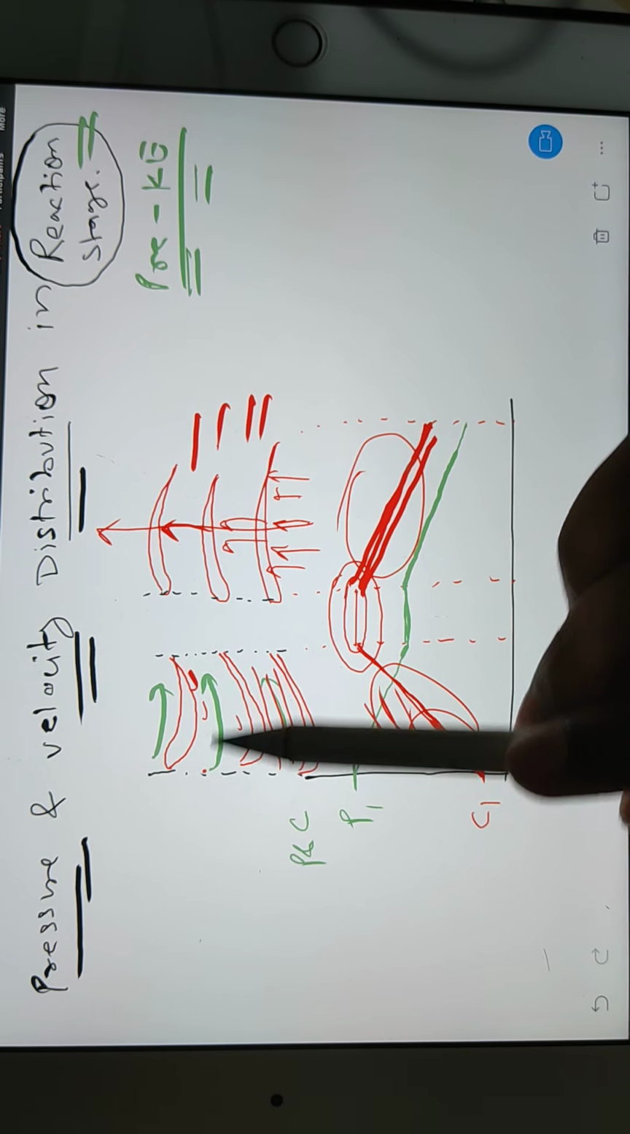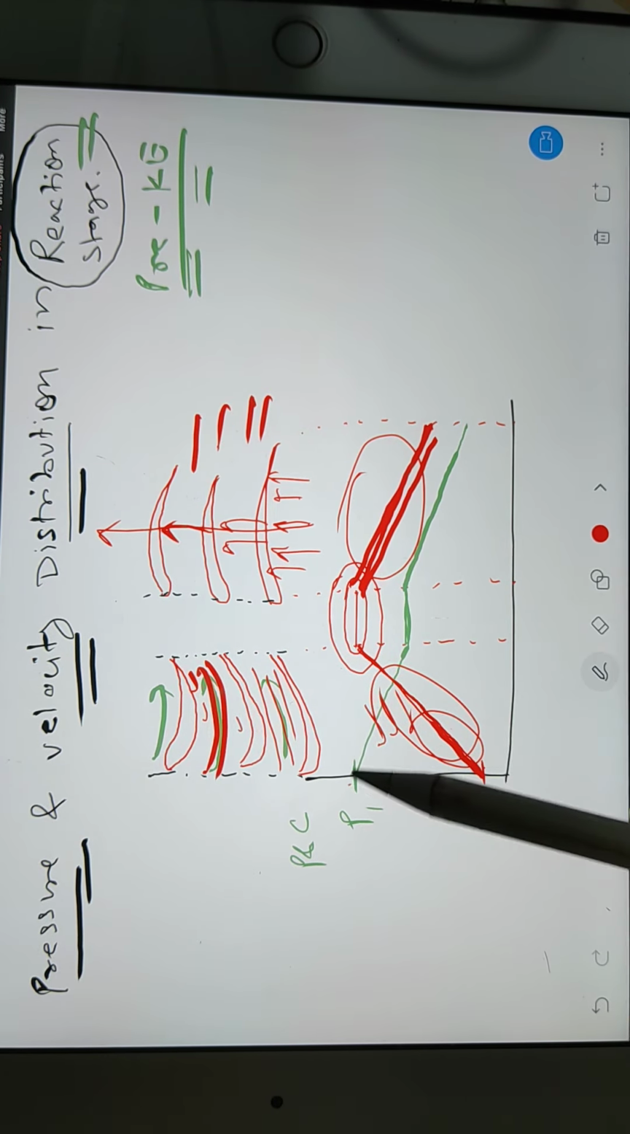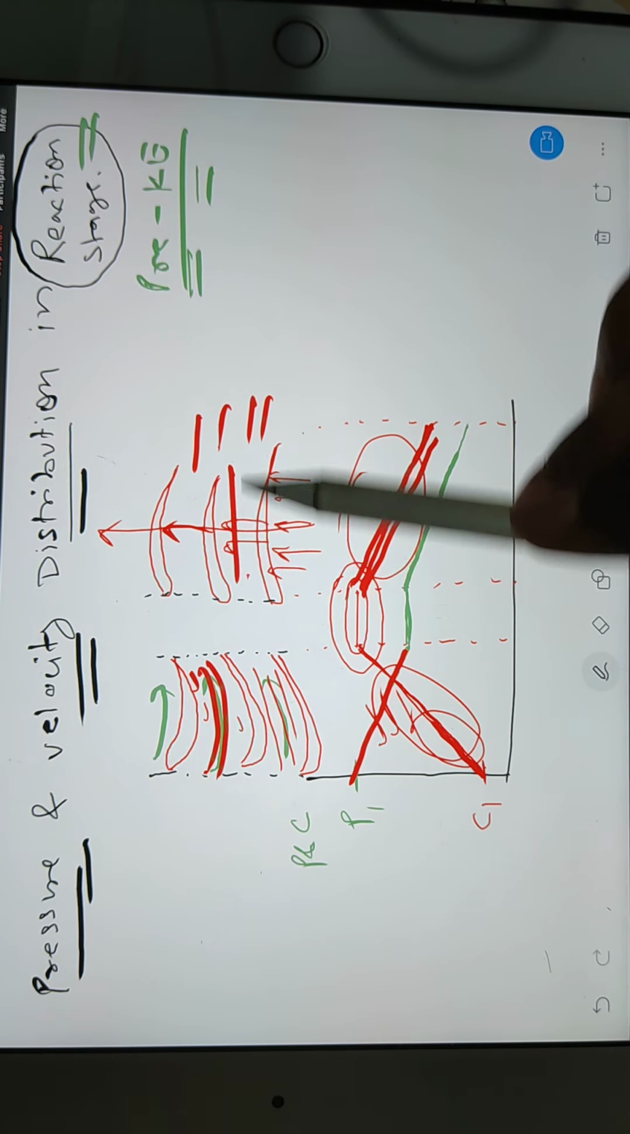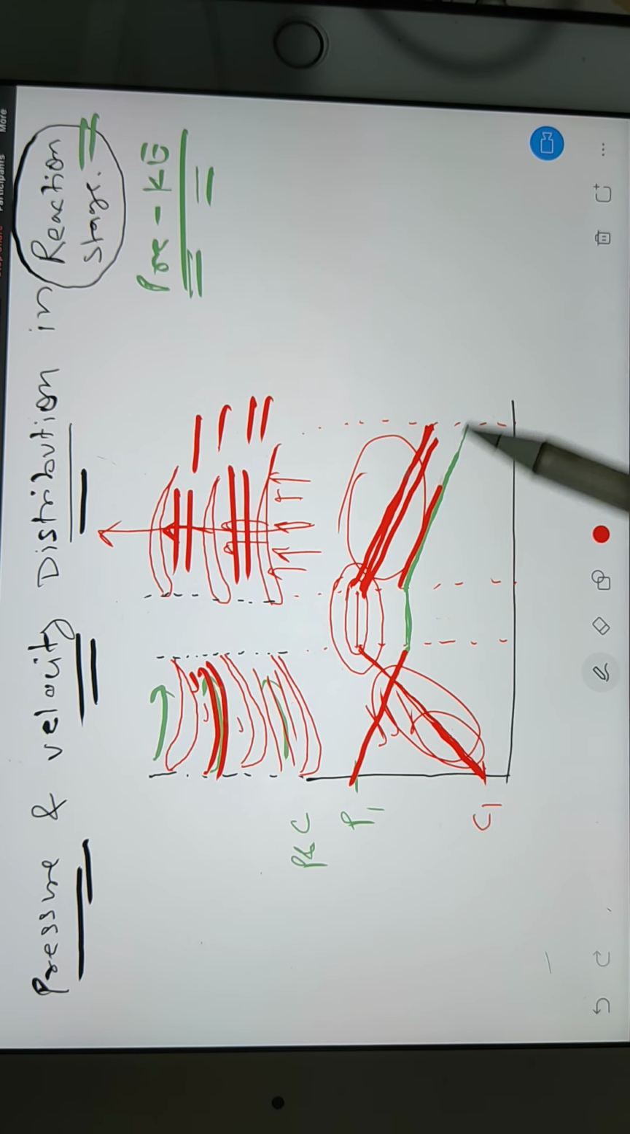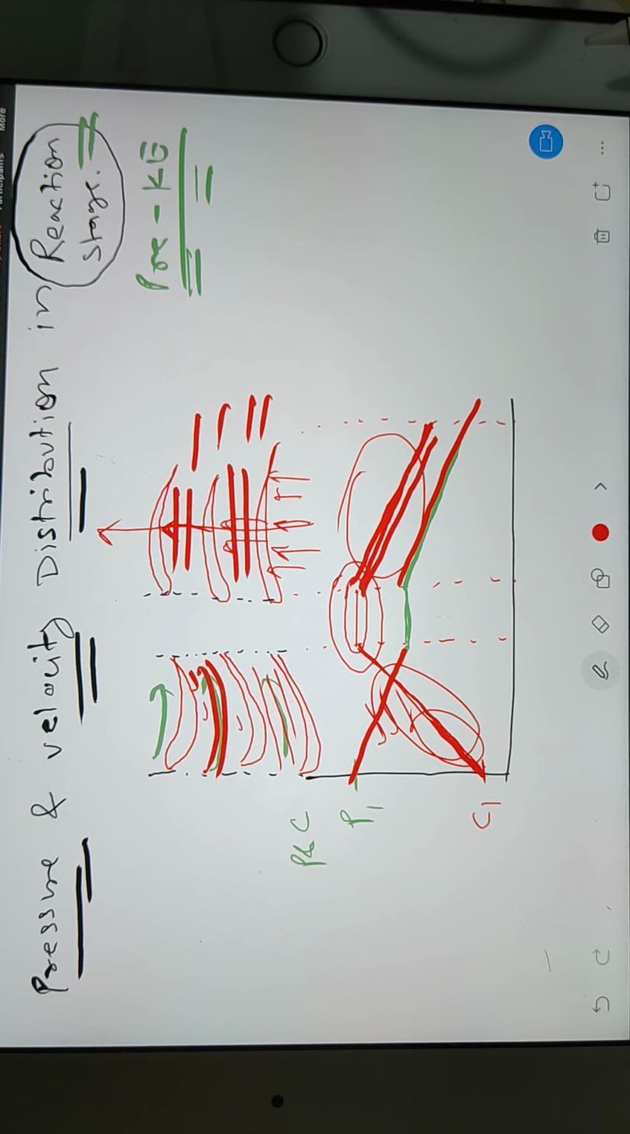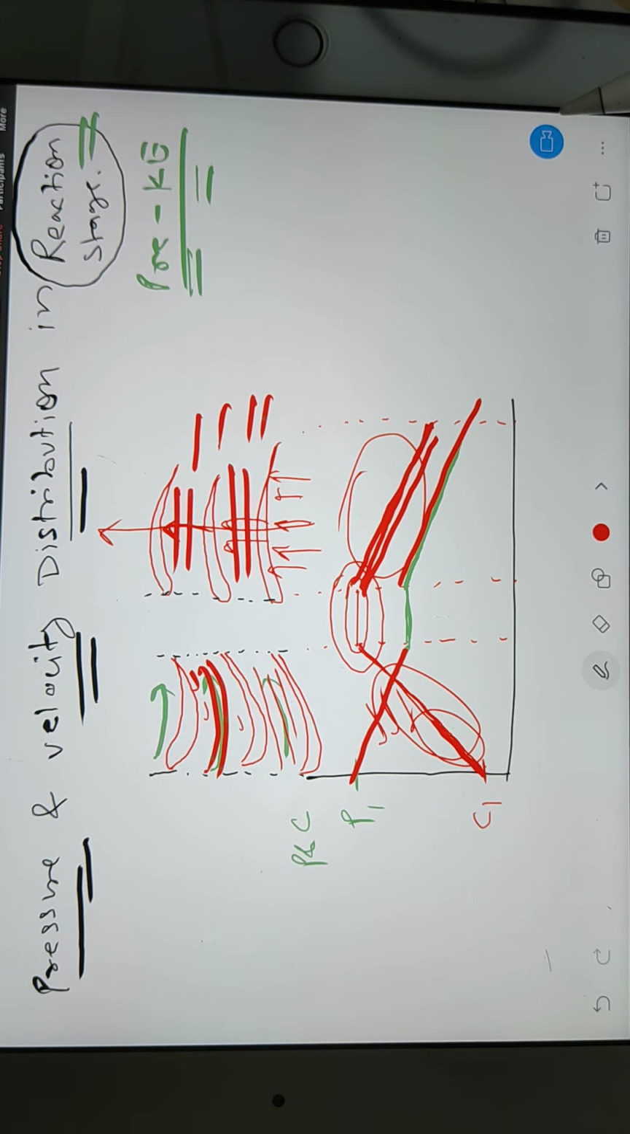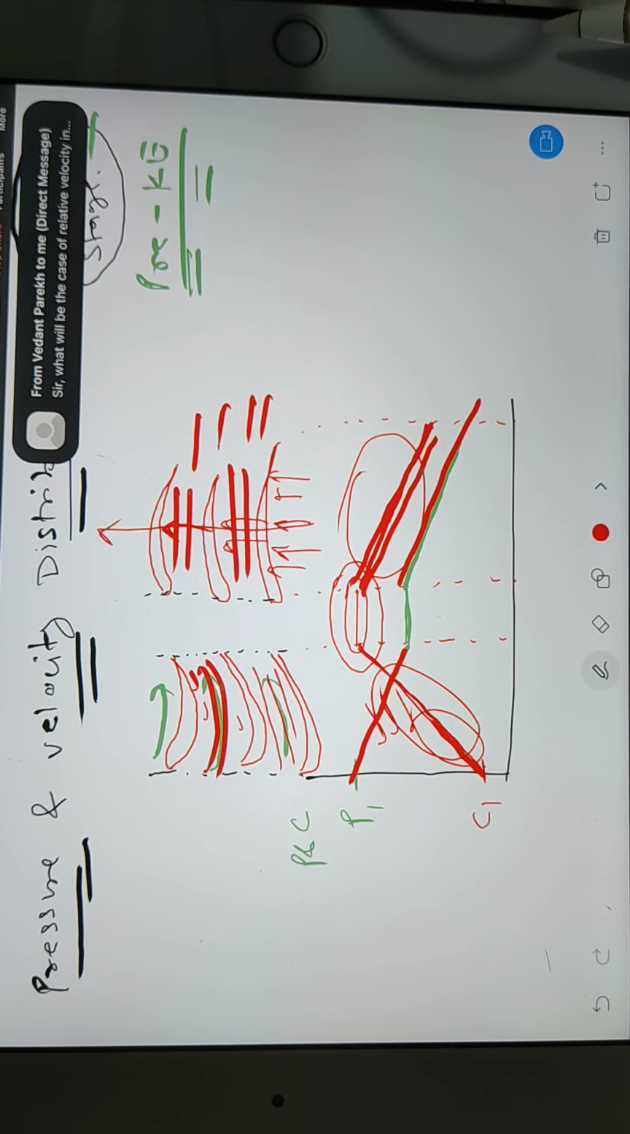Pressure, here you have nozzle shape, so in nozzle pressure decreases. Again here you have nozzle shape, in nozzle again pressure decreases, right? Very good, very good.